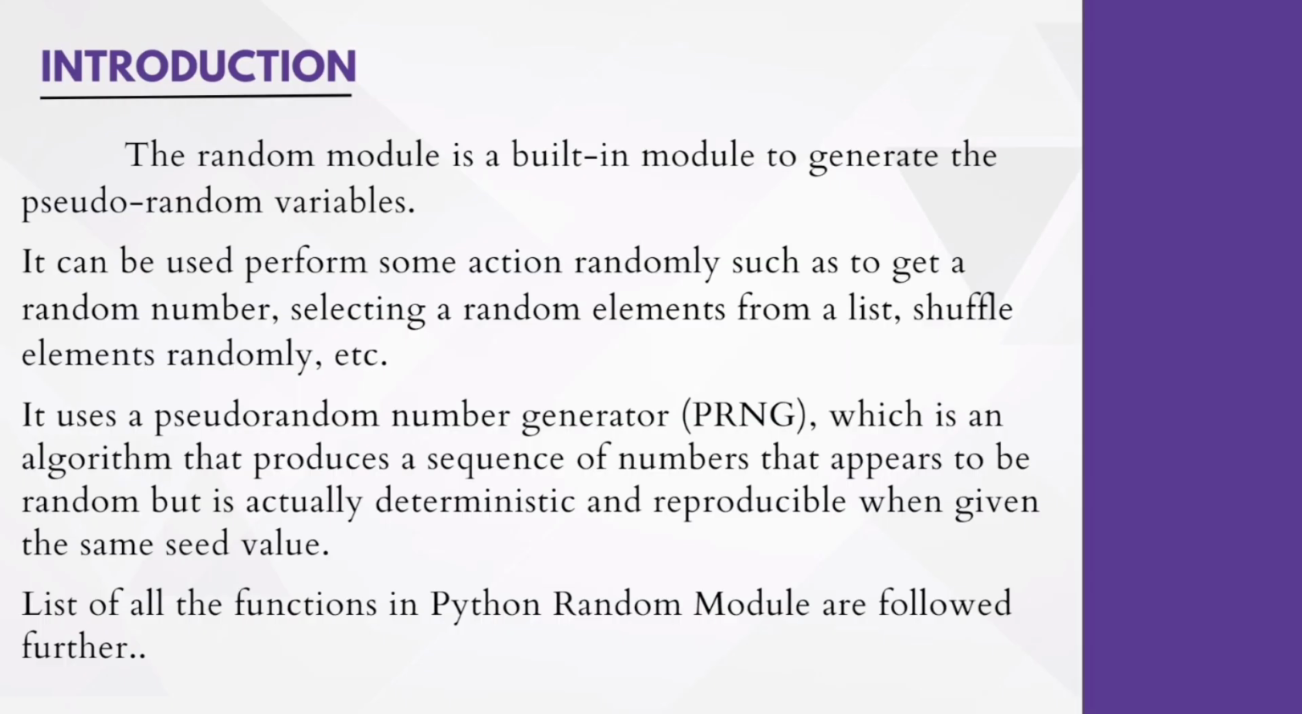Introduction to the random module. The random module is a built-in module to generate pseudo-random variables. It can be used to perform actions randomly, such as getting a random number, selecting a random element from a list, shuffling elements randomly, etc. It uses a pseudo-random number generator (PRNG), which is an algorithm that produces a sequence of numbers that appears to be random but is actually deterministic and reproducible when given the same seed value. A list of all functions in the Python random module follows, with examples.